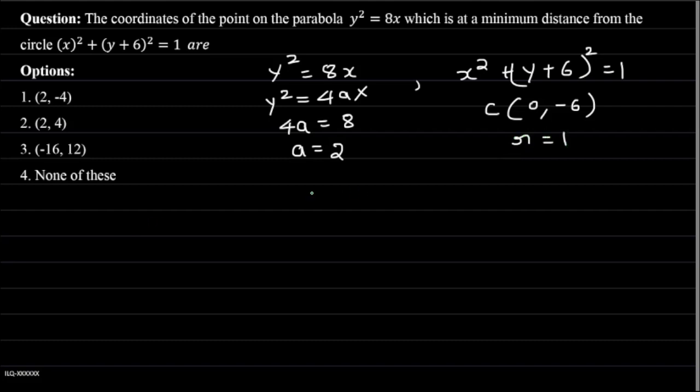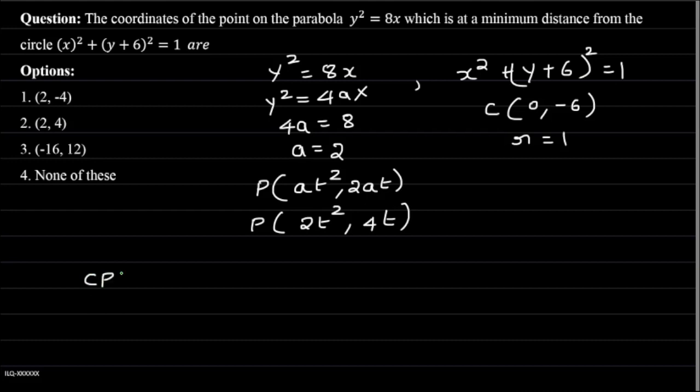And there is a condition that any point on the parabola should satisfy, that is P(at square, 2at). So if you substitute the value of a in this, then we get P(2t square, 4t). So let's calculate the distance between the center of the circle and the point on the parabola, which gives CP square is equal to (2t square minus 0) whole square plus (4t plus 6) whole square.